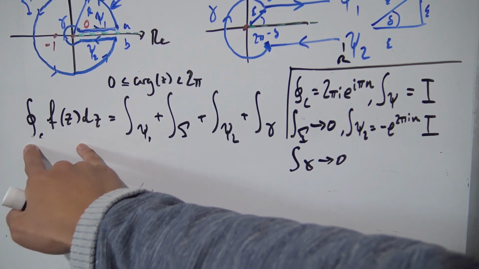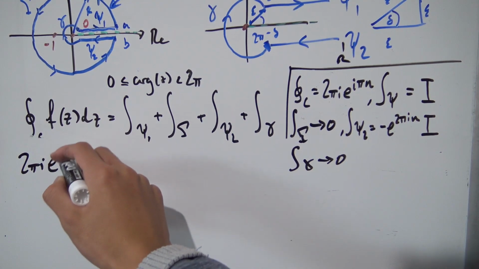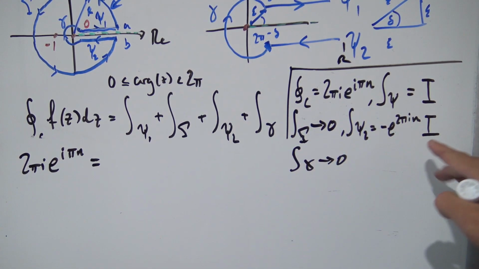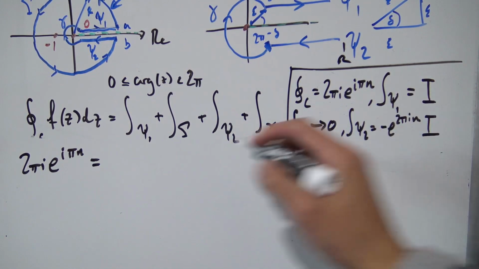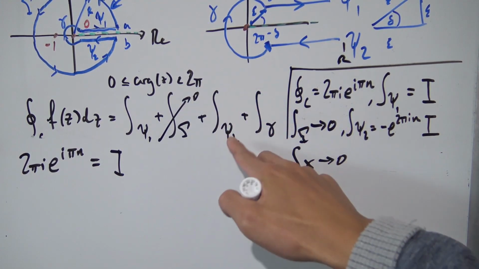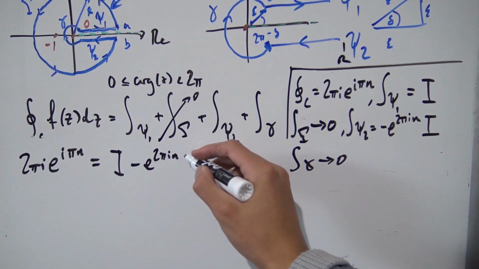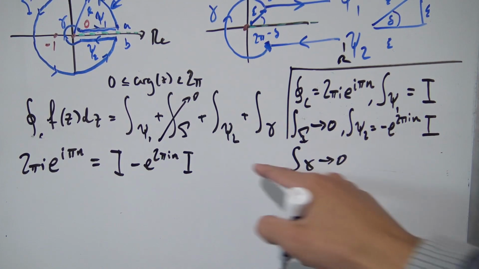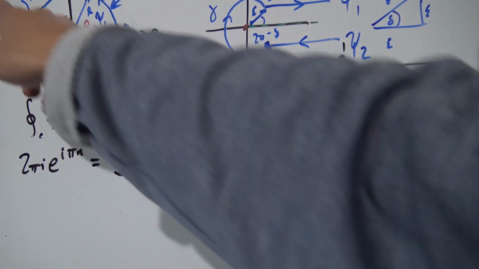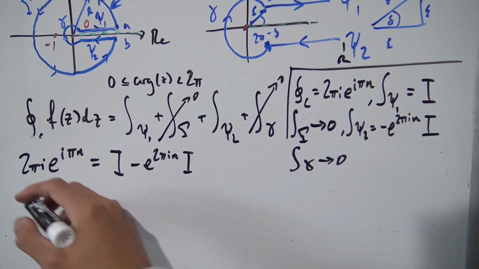So first of all, we have the contour integral over C, which is 2 times pi times i times e to the i pi n, being equal to the integral over gamma 1 in the limit that goes to I, like so, and then the integral over gamma that goes to 0, the integral over psi 2 that goes to this thing right here, so negative e to the 2 pi i times n times I, and then the integral over little gamma just goes to 0, so we can ignore that. Remember, I was the thing we're trying to find out at the very start, so let's try to solve for I.